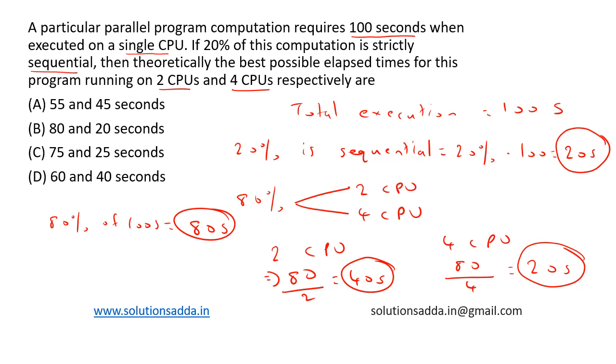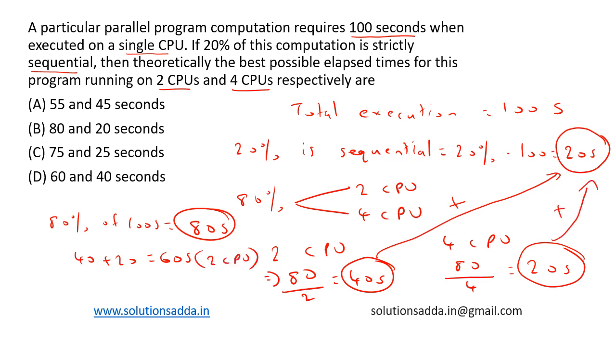So the question is asking what is the best possible elapsed time. So we can have 40 plus this 20 is sequential. This cannot be avoided, which is equal to 40 plus 20 equal to 60 seconds on 2 CPU, and 20 plus 20 that is equal to 40 seconds on 4 CPU. So based on the options, option D, 60 and 40 seconds, is the right answer.